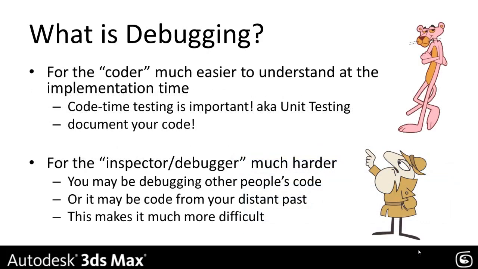So to go a little bit further, for the coder, it's much easier to understand at implementation time. So when you create your code, testing is really important. This is often known as unit testing. So unit test your code as you're writing it because you understand it at that point in time. Especially if you have a complex algorithm, maybe publish the function as a MAXScript and write some unit tests so that you could script it and run it from release to release to make sure you're still getting the same results. It's something pretty easy to do at the time that you're writing the code.